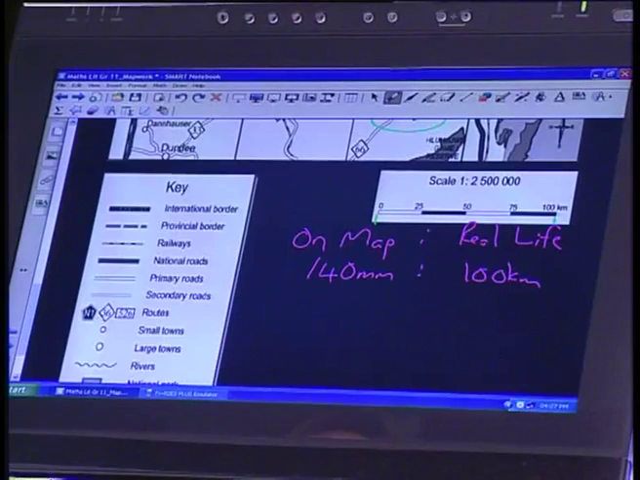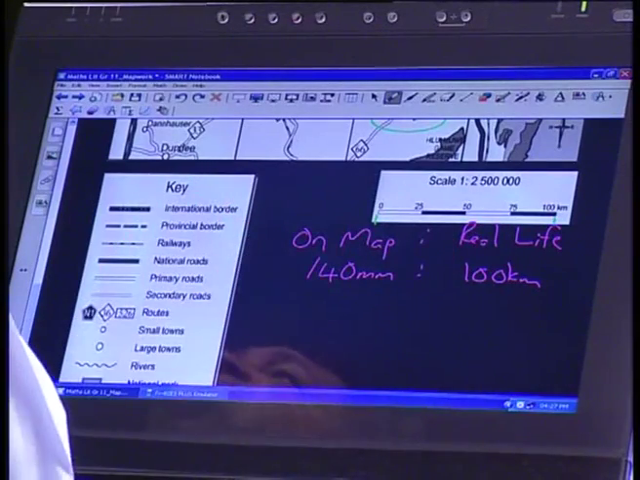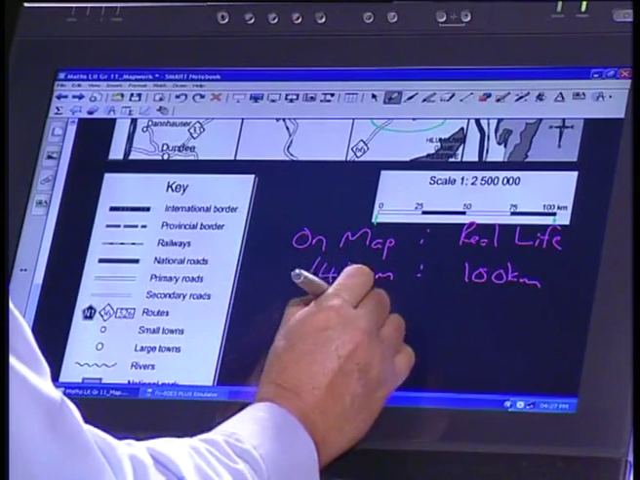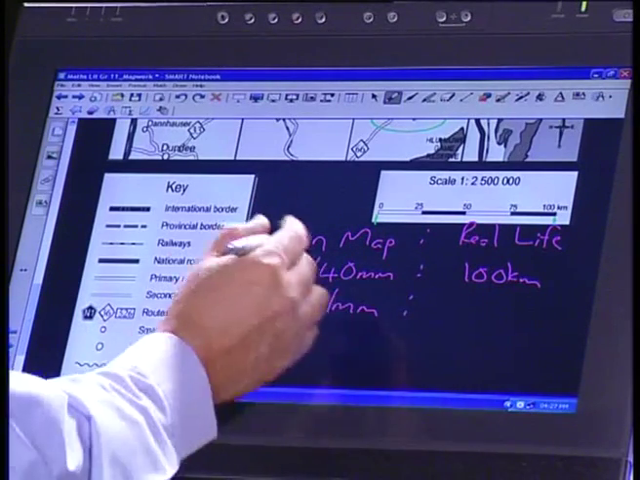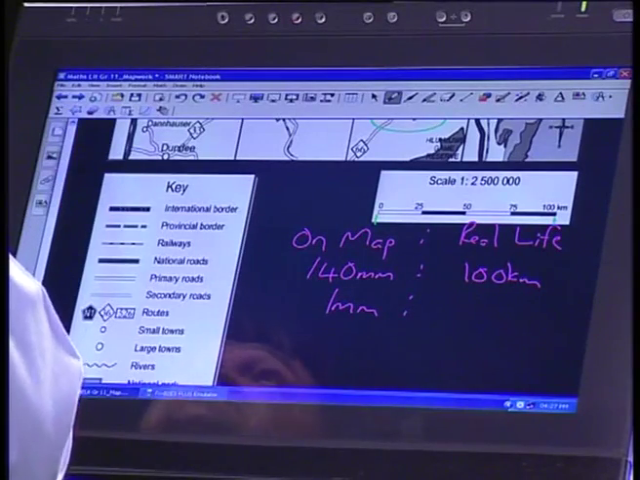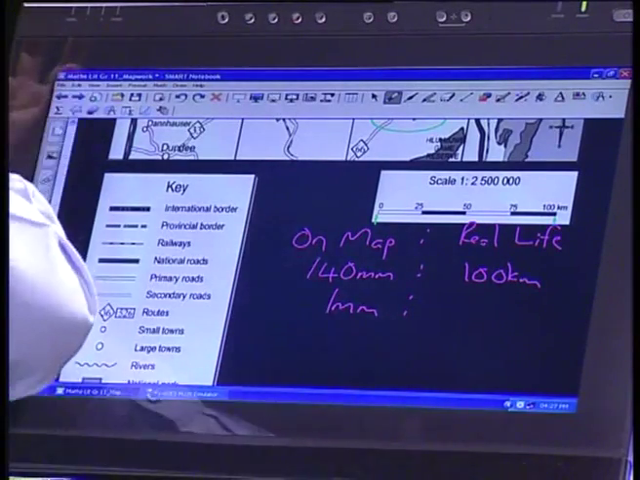But here I've got a much bigger one, so my scale's bigger. So I'm saying 140 millimeters represents 100 kilometers in real life. So 1 millimeter represents what? How did I get 140 to 1? I divided by 140. So I've got 140 divided by 140 gives me my 1 millimeter. So I'm going to do the same this side.